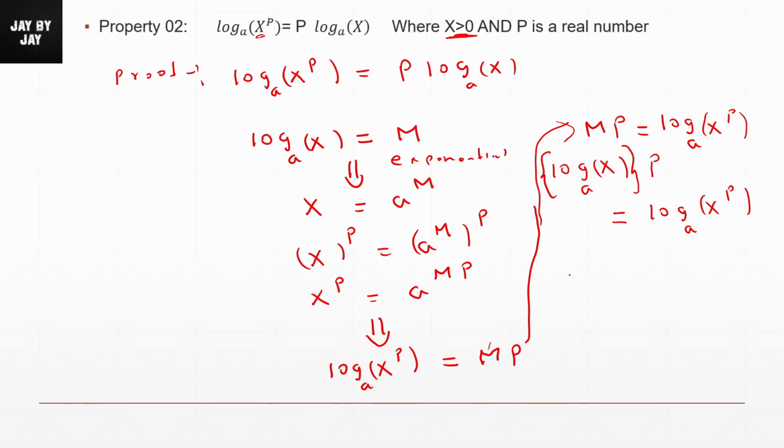Now we need to interchange this, both sides of the equation. We need to write it down like this: log base a of x to the p comes here, equal to this one, which comes here, p times log base a of x.